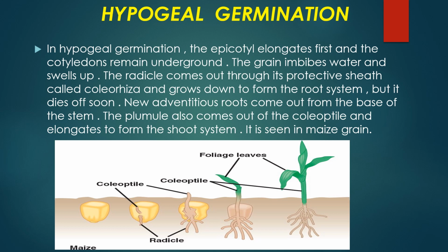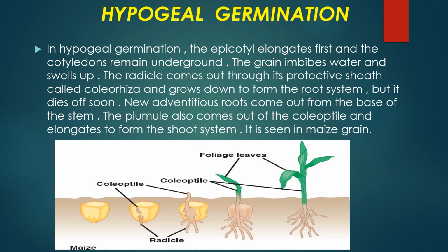So the radicle will come out from the protective sheath called the coleorhiza. It will grow down and form the root system. And the plumule will come out and grow above the ground and form the shoot system, and the cotyledon will remain underground. The cotyledon will remain underground, and the root will die off soon and the adventitious root system will form. Okay, it is seen in the maize grain.